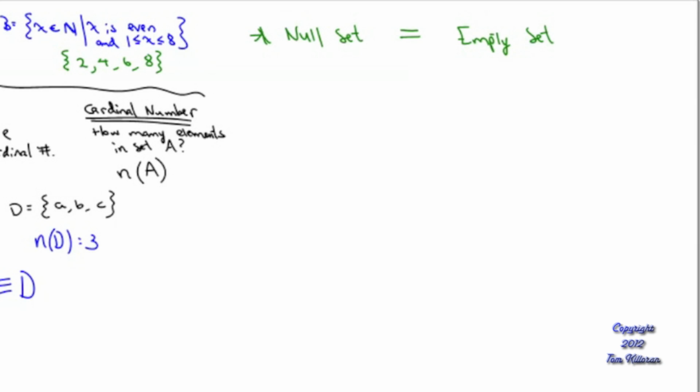The set of NBA basketball players shorter than 4 feet. None. There are none. So I still have to write a set about them. So I'm going to start off over here. The set of, who do I put in it? NBA basketball players under 4 foot. What name do I put here?